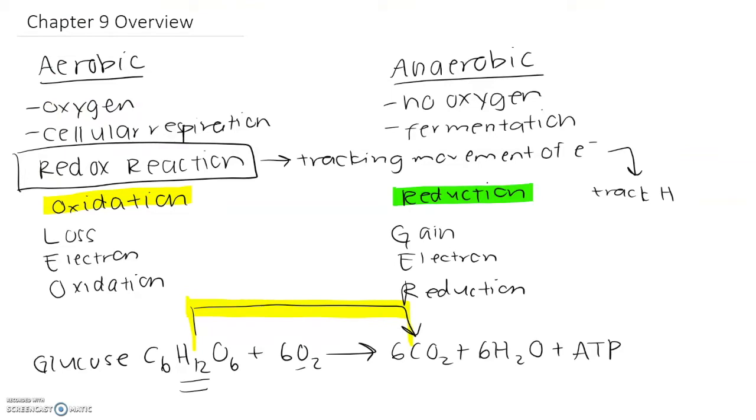Over here we have oxygen, and it's getting converted to water, and as you can see, it starts with no hydrogens, and then now it has hydrogens. So that means we're actually gaining electrons. And so this is a reduction, a gain of electrons.